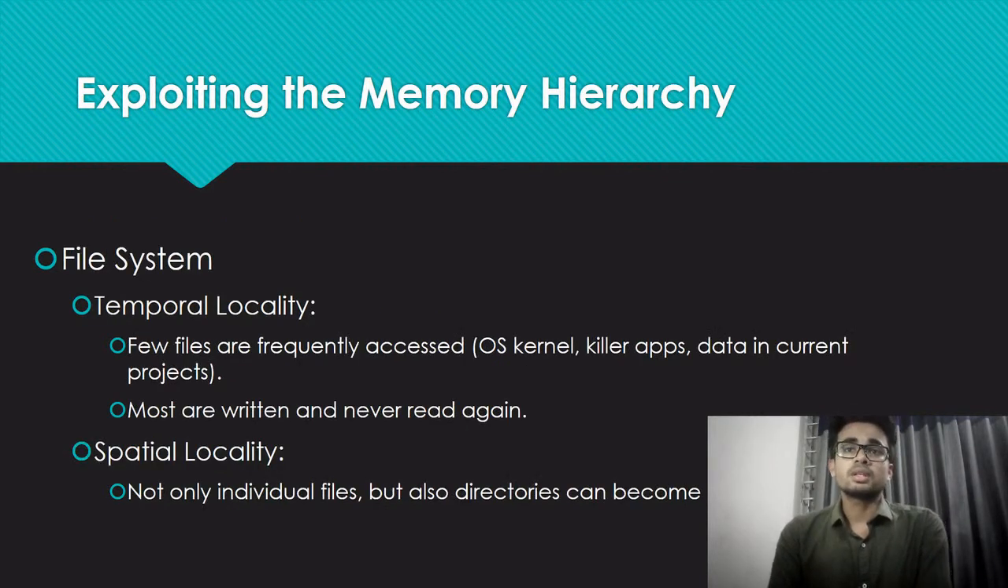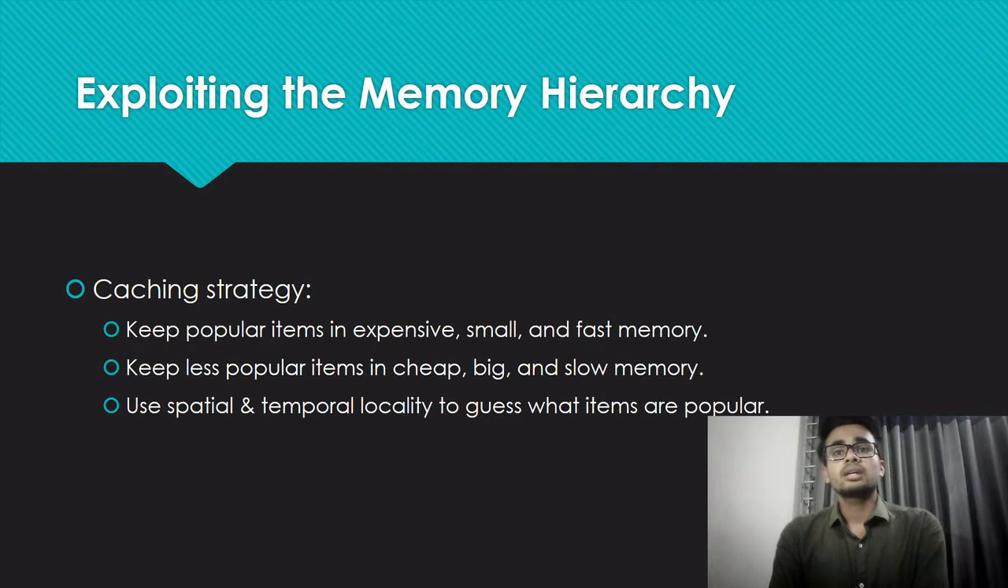The file system: for temporal locality, few files are frequently accessed, and most are written and never read again. For spatial locality, not only individual files but also directories can be considered. Okay, keep popular items in expensive, small, and fast memory so that it can execute in less time. Okay, keep less popular items in cheap, big, and slow memory so it can reduce the cost.